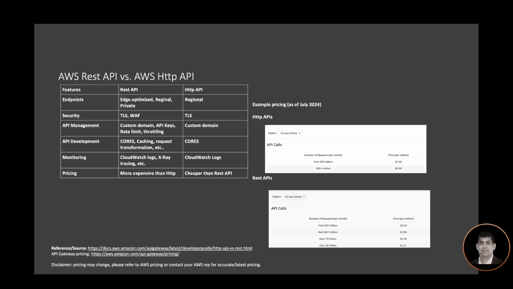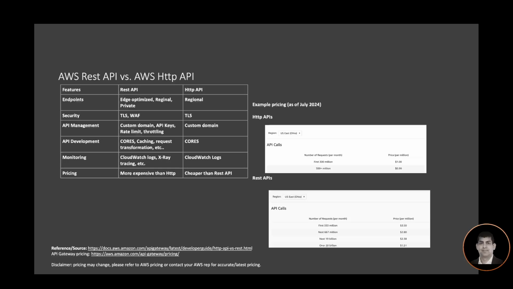For development, caching, request transformation, etc. is supported by REST API but not supported by HTTP API. And then for cloud monitoring, the CloudWatch log is supported, but X-Ray tracing, etc. is not supported in HTTP API. Why choose HTTP API if it has a lesser set of features? It is still pretty robust and featureful to support many business use cases, with the advantage of being cheaper.